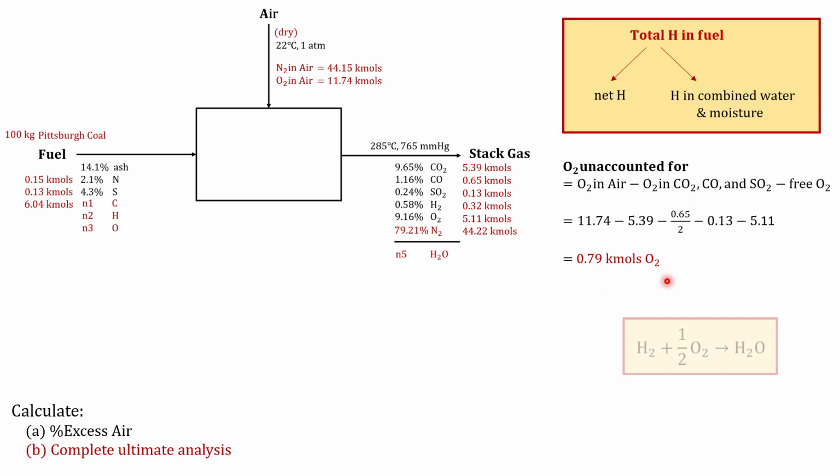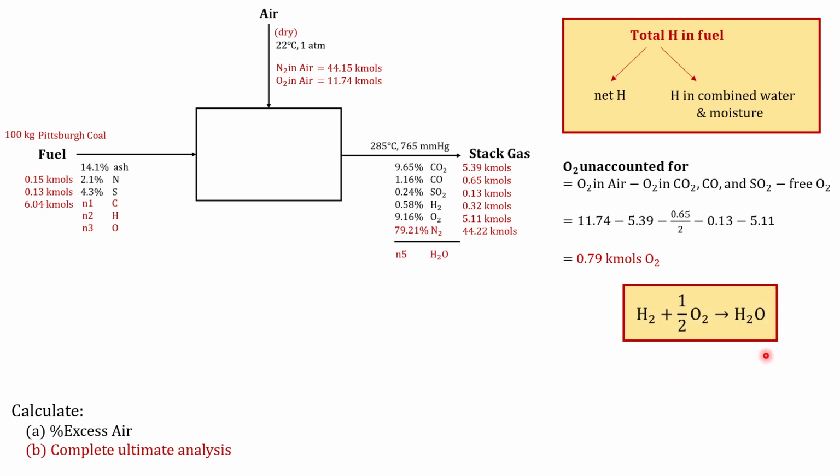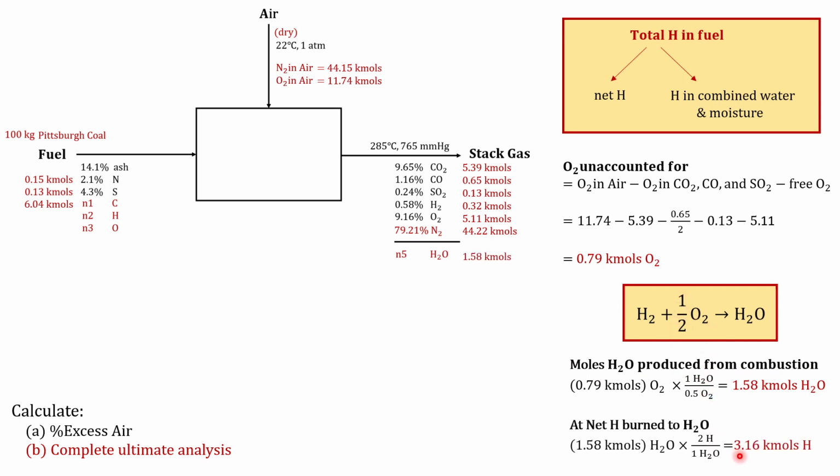And through this reaction of combustion, we know that 1.58 kmoles of H2O is produced from combustion, that is by using the stoichiometric ratio. And we also note that the net H burned to H2O is 3.16 kmoles H. So we have the net H burned to water.